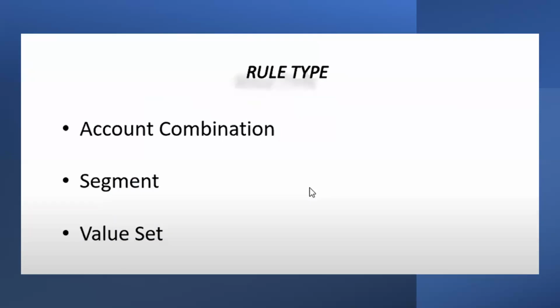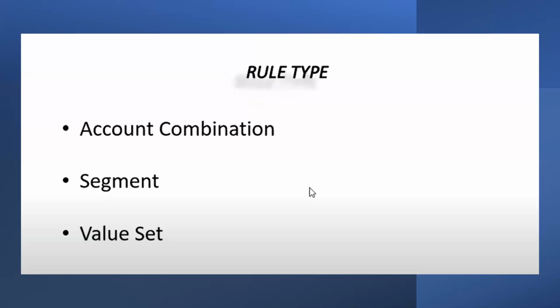We have three rule types, which are listed on this slide: account combination, segment, and value set. Account combination means we can define a particular constant account code combination at the time of defining this account rule. This is the first option. Then we can also select only a single segment, and for that particular segment, the value should be picked up. We can make that value constant.